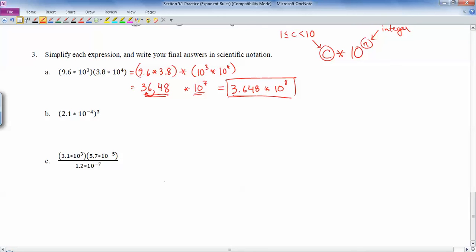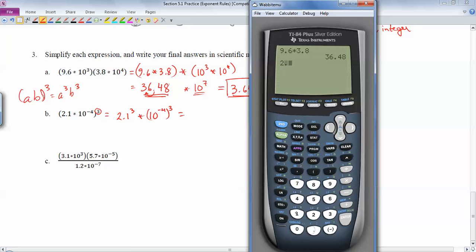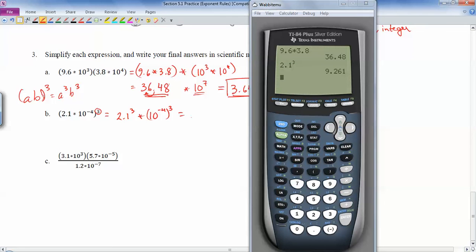Okay, and the next one, it's something all cubed. So it's in the form AB cubed, which is going to be A cubed, B cubed. So this is going to turn into 2.1 cubed times 10 to the negative fourth cubed. Well, 2.1 cubed, let's see what that is. 2.1 to the third is 9.261.